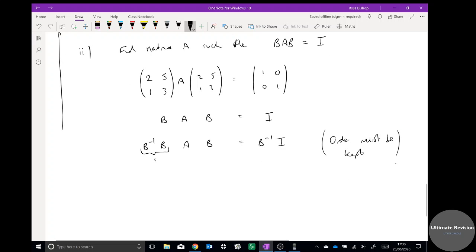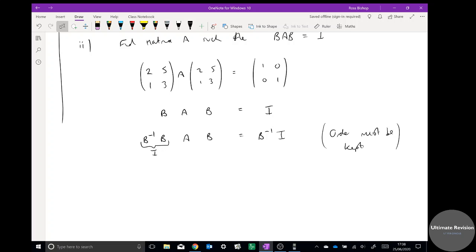That just becomes the identity matrix, which is effectively 1 in matrix terms. So I'm now just left with AB equaling, and again, that just becomes B to the minus 1 because the identity matrix is just 1. It's looking a little bit easier.